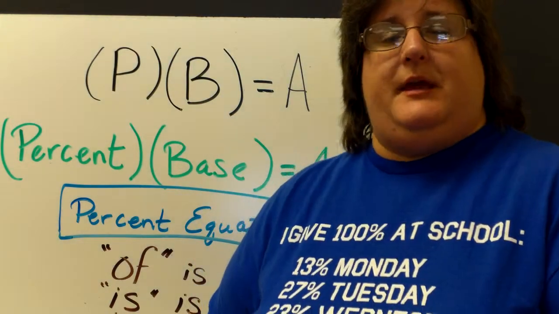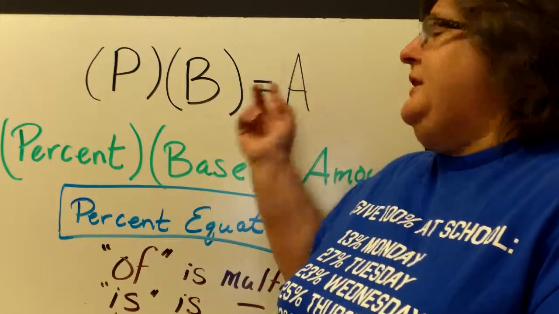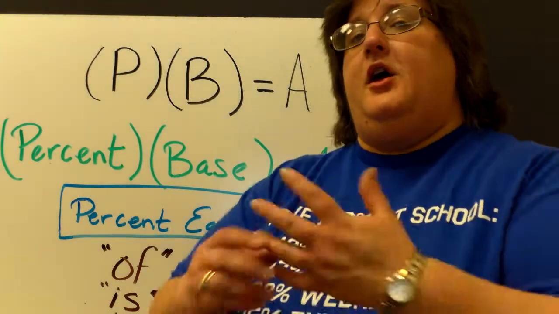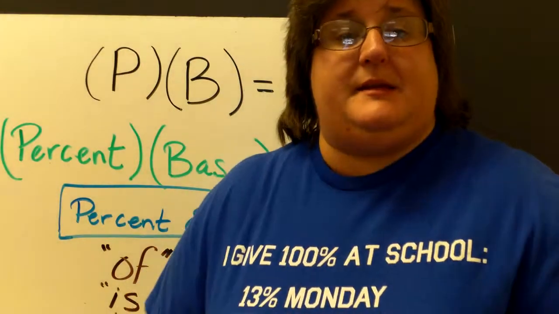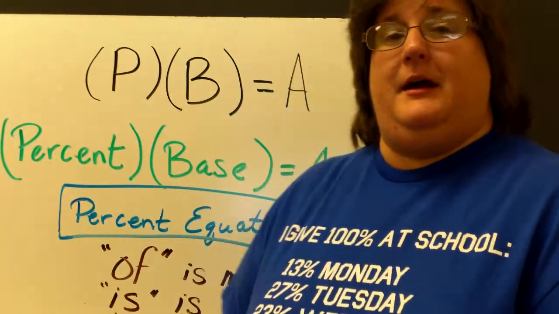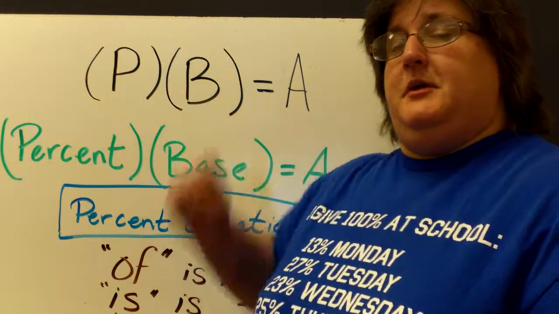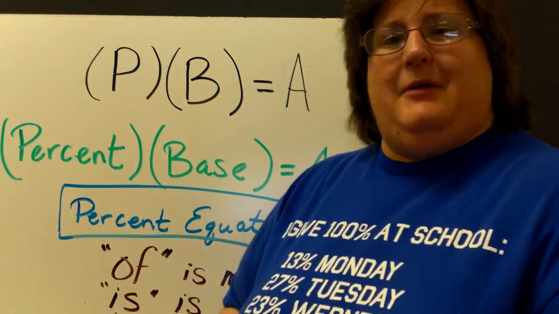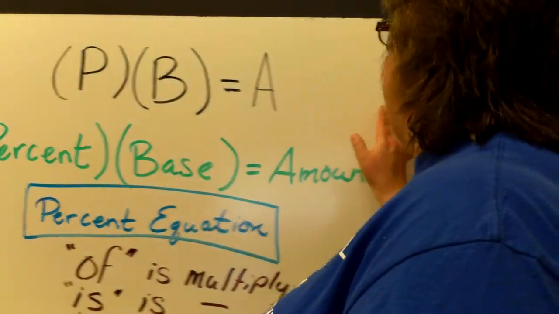Of is multiplication. Remember, folks, that we have three unknowns that we start off with. As long as we have any two pieces, we can find the third piece. So keep that in mind. Sometimes you have the percent and the base, and you can just multiply together. Now we're going to do a couple examples where that is not the case.